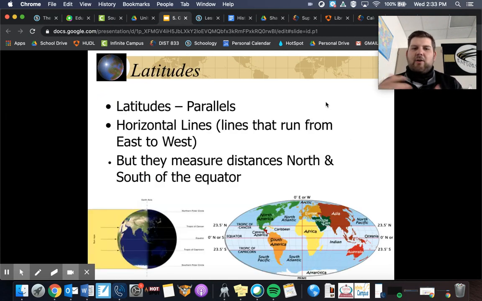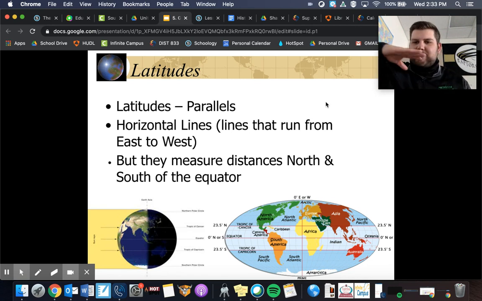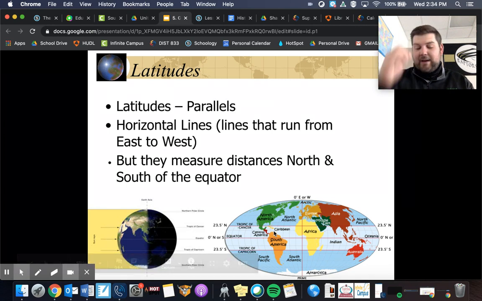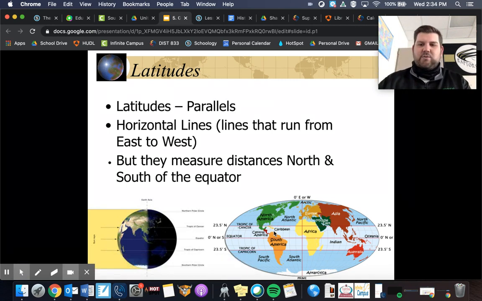How do we find locations on a map? We find locations on a map through latitude and longitude. Latitude, those are our parallel lines that you see on a map. Lat is flat is a way that I was always taught to remember latitude. If you have a better way, I'm all for it. But lat is flat. It's those flat lines that look like that. They're the horizontal lines here. These red ones run from east to west. They run this way, the flat way. However, they measure distances north and south of the equator.